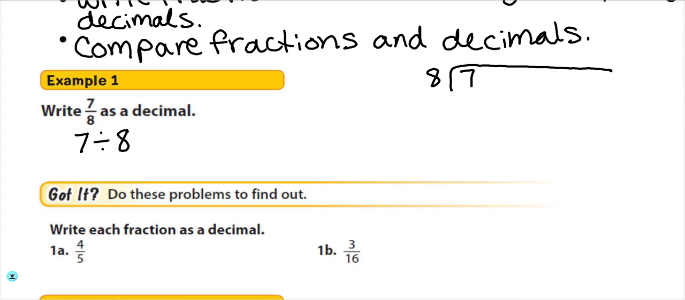Always give yourself a pretty good little top bar there to get you started, because you're probably going to need it. Okay, so we ask ourselves, does 8 go into 7? And of course we say no. So what we do is we bring in a decimal point and we slide it over. We change this to 70, and then we put our decimal point there. I'm sorry. Let's back up. Goes there.